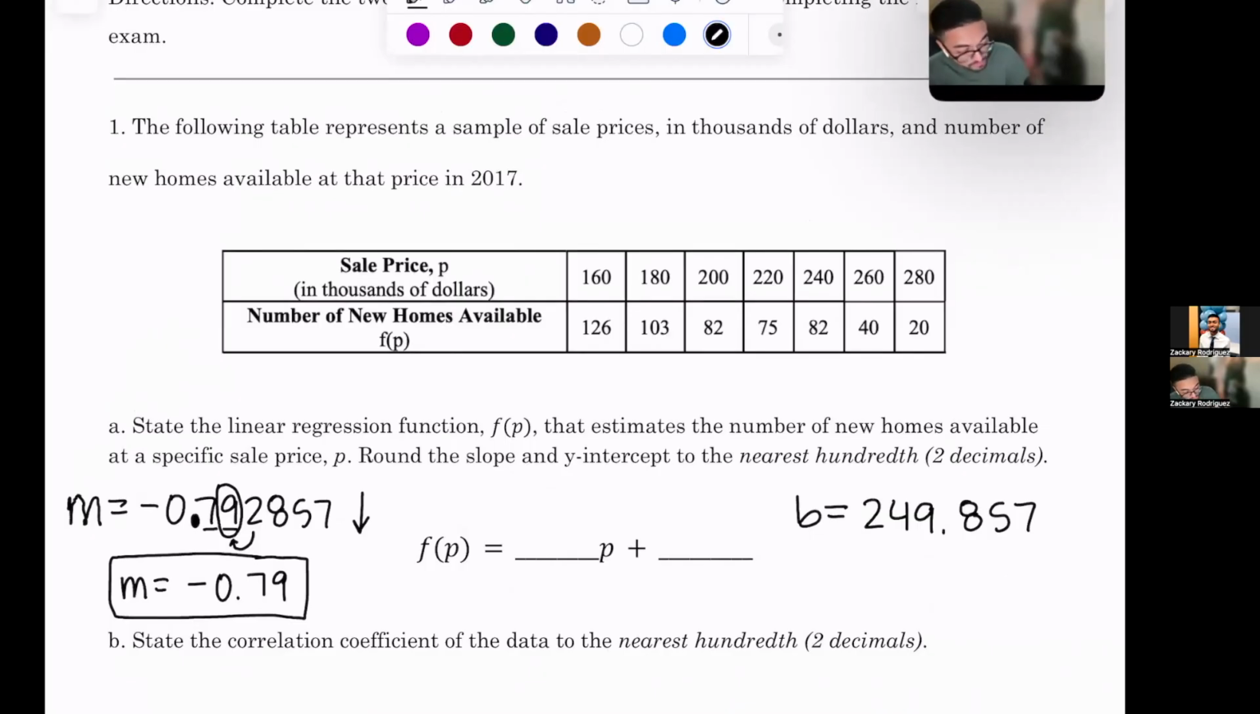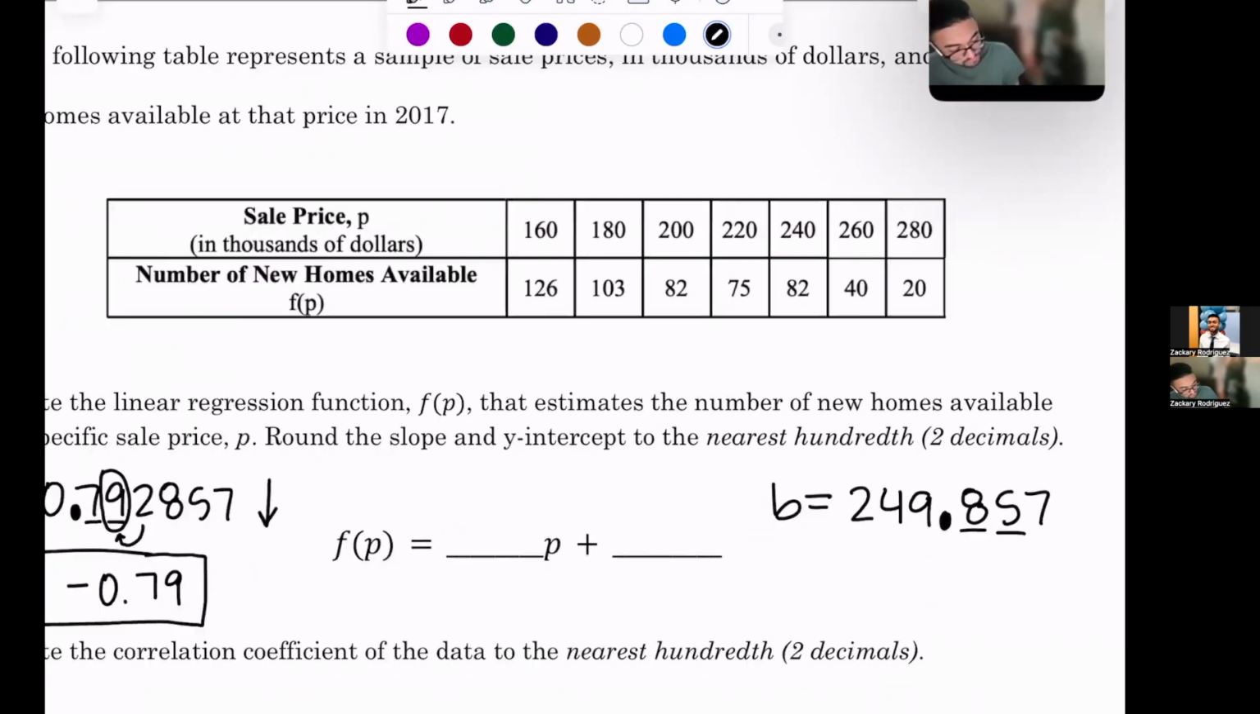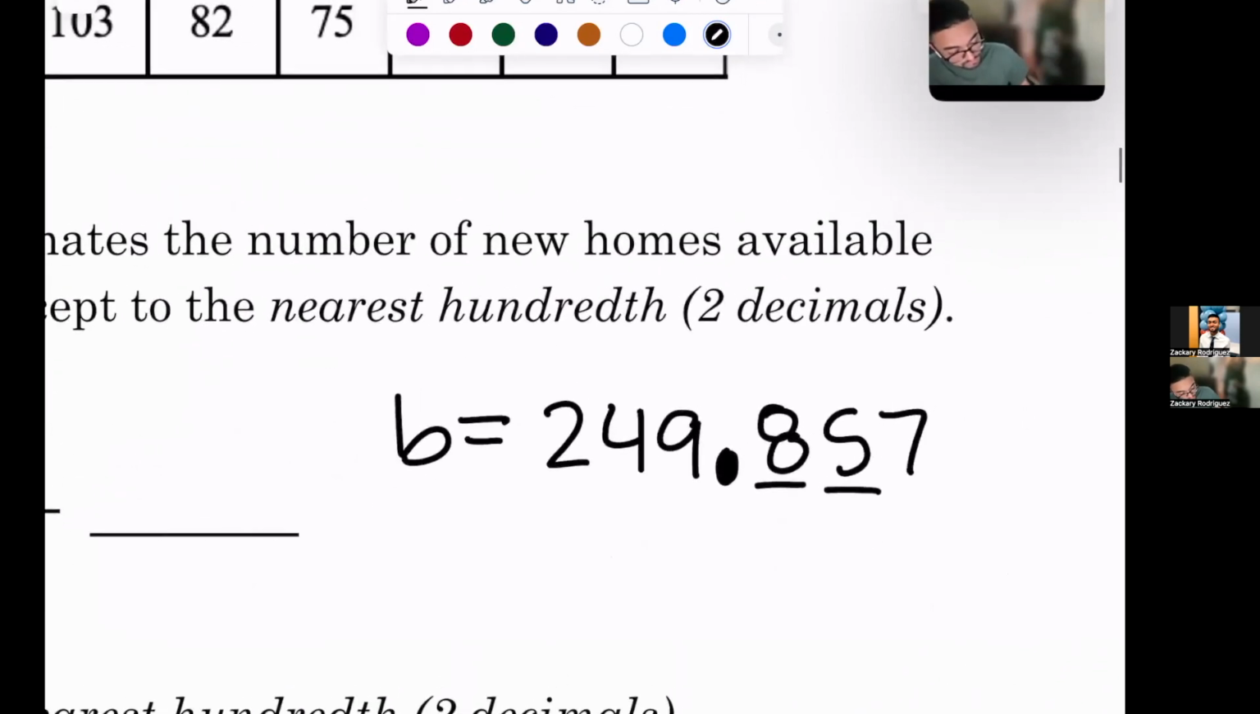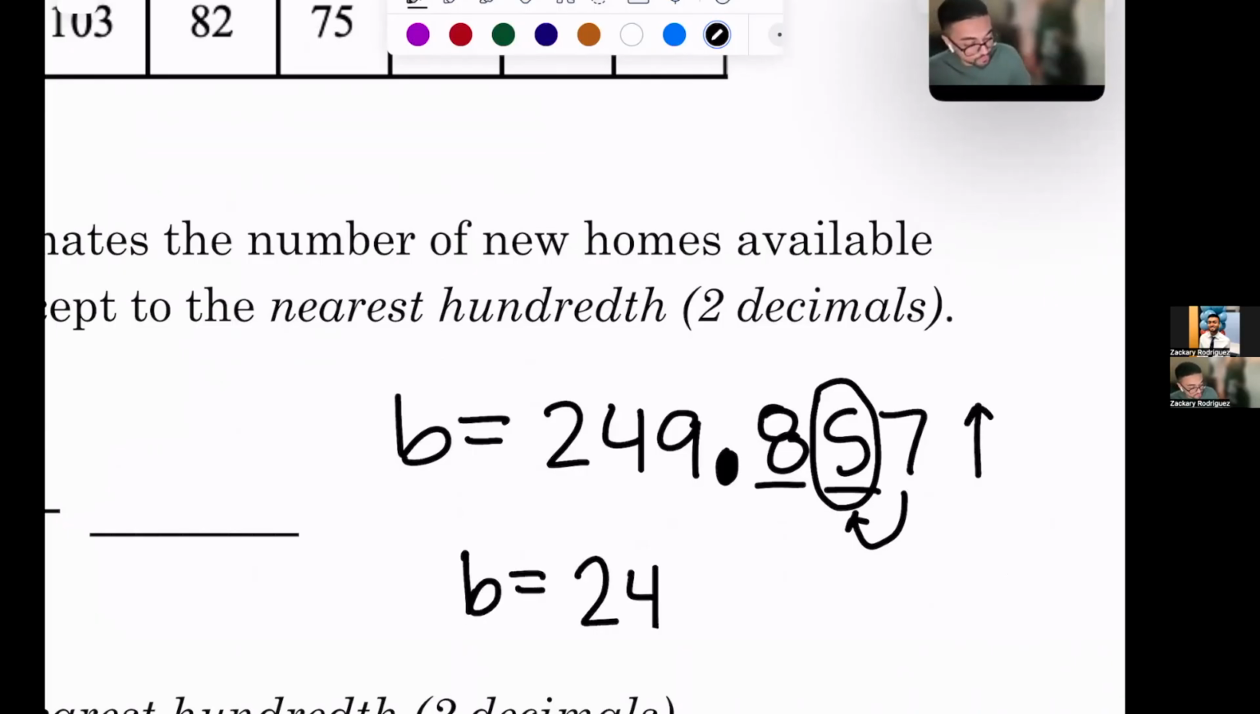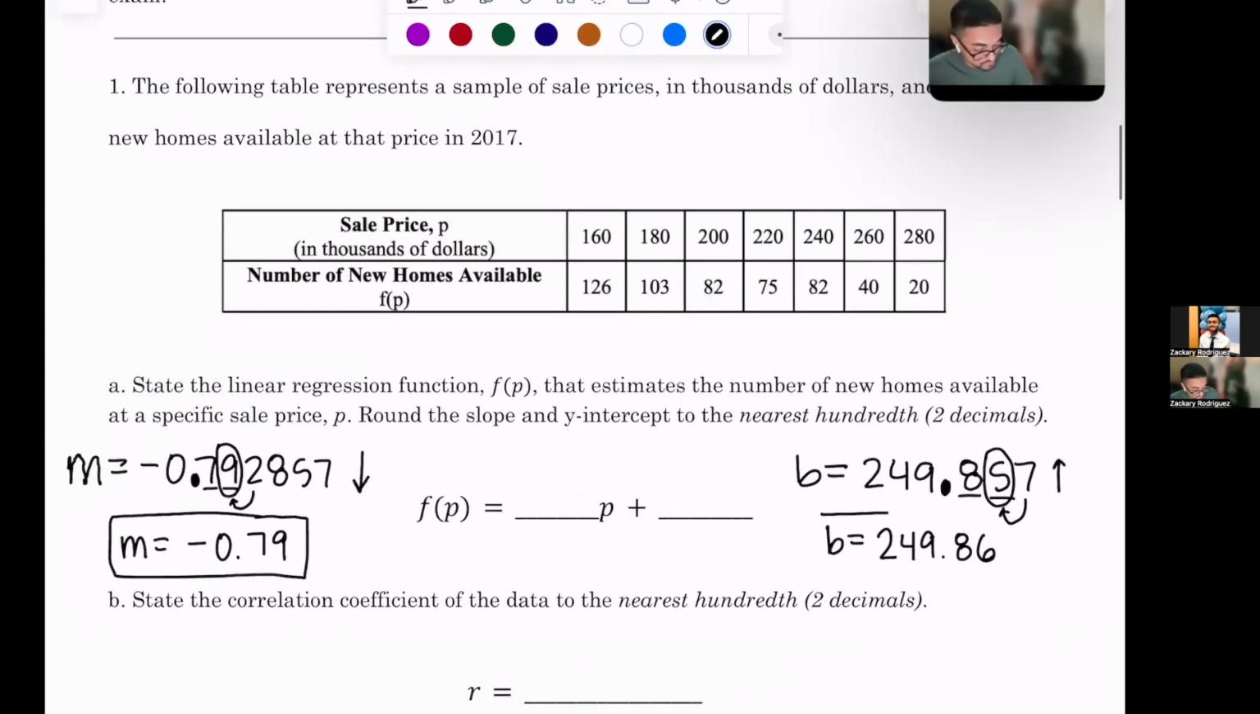If we do the same thing with b, we count after the decimal, tenths and hundredths, circle it, and look at the place after it. That's a 7. 7 is bigger than 5, so we round up. B is equal to 249.86. Negative 0.79 is in front of our X, our input variable. It's our slope. And the constant, or y-intercept, is our B value. It stands alone.